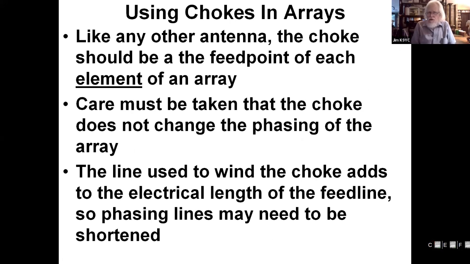In arrays, the choke should be at the feed point of each element of an array. In other words, in a four square, at the base of each one of the verticals. And we have to be careful that the length of line in the choke does not change the phasing of the array. So in a line like a four square where it's got to be a quarter wave, you've got to shorten the rest of the feed line to maintain electrical quarter wave. And that's a good place where you want to use good instrumentation to make sure you got it right.